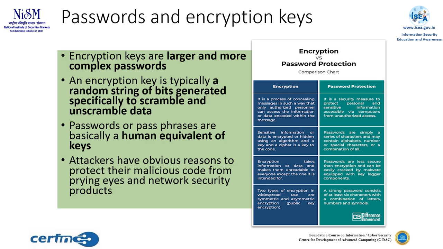Encryption takes information or data and makes it unreadable. Passwords are less secure than encryption and can be easily cracked. There are two types of encryption in widespread use, symmetric and asymmetric encryption, and you will learn more about this encryption technology in the third and fourth modules. However, remember that a strong password consists of a minimum of six characters, but I recommend 8 characters with a combination of letters, numbers, and special symbols.